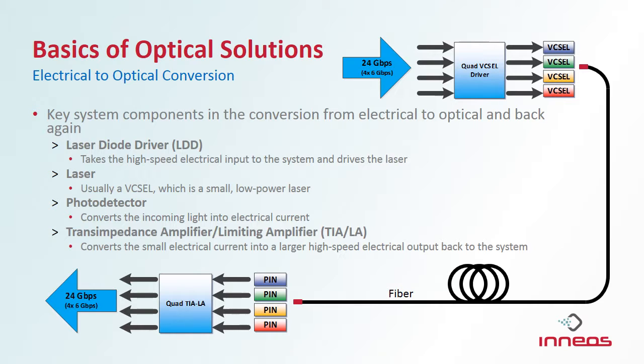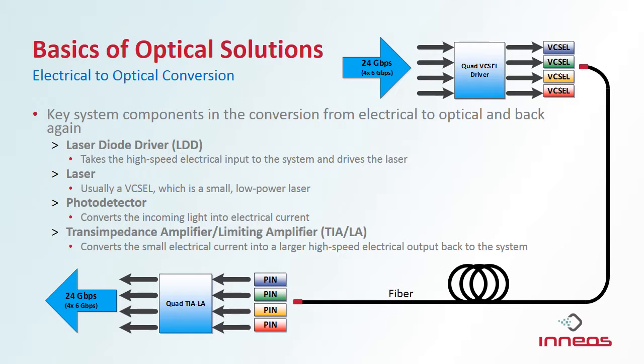The primary purpose of a video over fiber converter is to convert the electrical signals to optical and then back again. The goal being that you just plug in the electrical connectors and all this conversion is done in the background. There's four key components in that system.